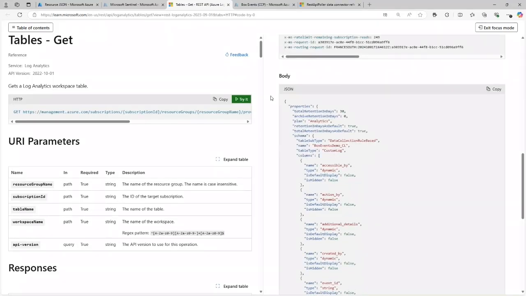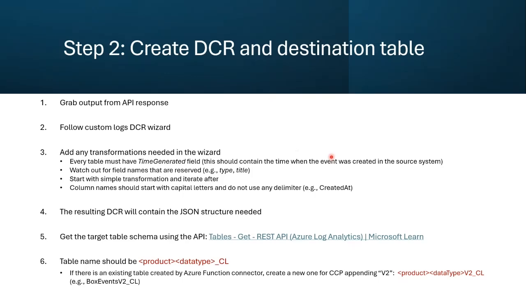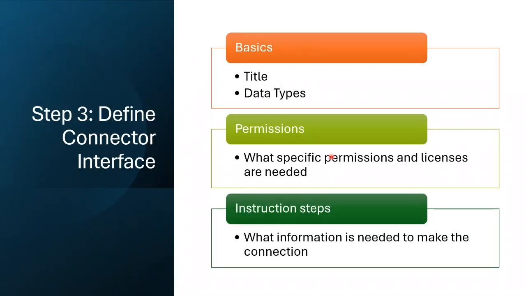I'm ready to build my DCR and my table. Let's go back to the presentation and continue to the next step. I did this already. Cool. Next step is to define the connector interface. So this is, again, as I said, just to define the look and feel of how the connector is going to look like in the connectors gallery in Sentinel. I have to define three things: basics, permissions, and instruction steps. Let's take a look at each of them.